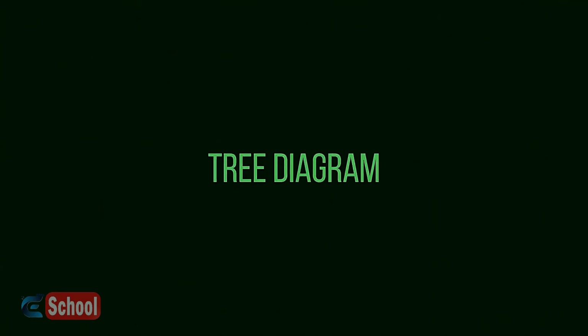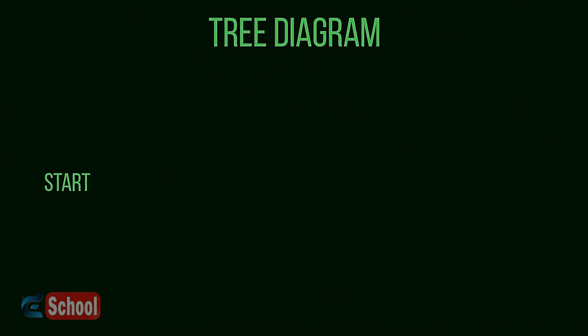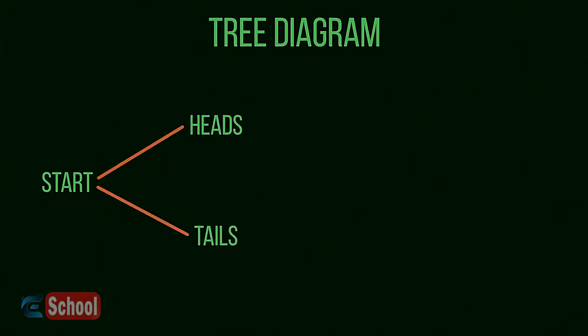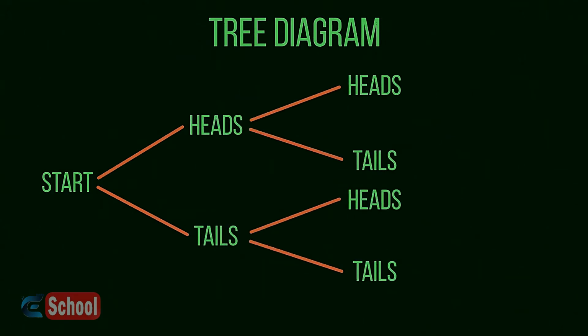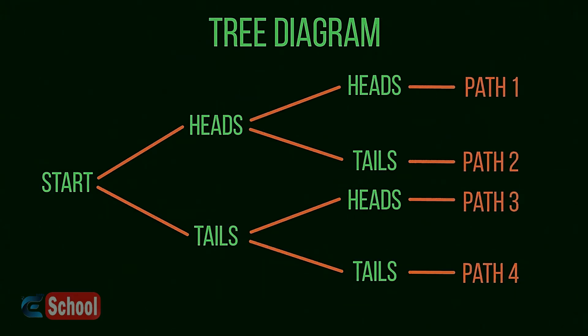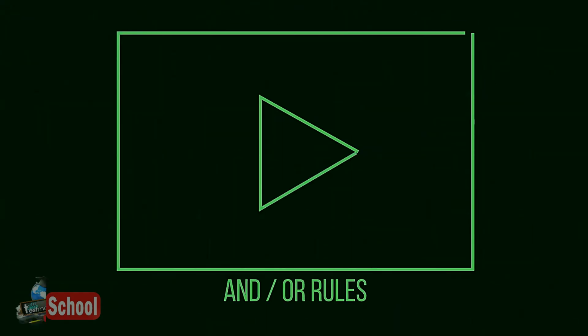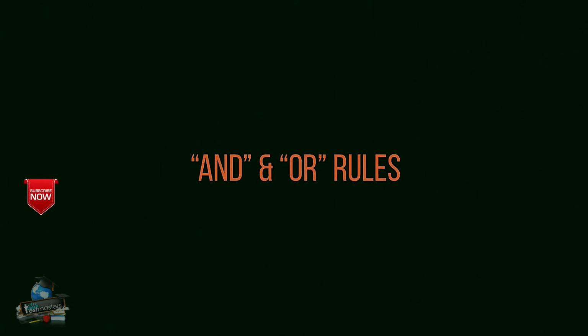In this video, we're going to look at how to use a tree diagram. A tree diagram shows all the possible outcomes of more than one event by following the possible paths along the branches of a tree. Before you begin, it might be worth going over the basics of probability, including and or rules for multiple events. Tree diagrams utilize the and or rules of probability for multiple events.